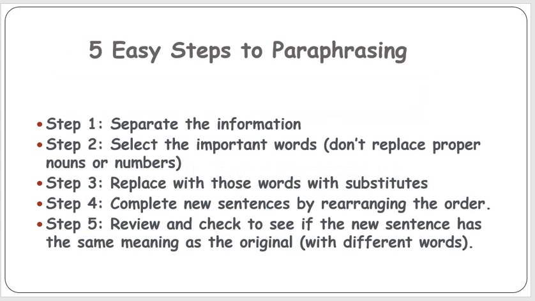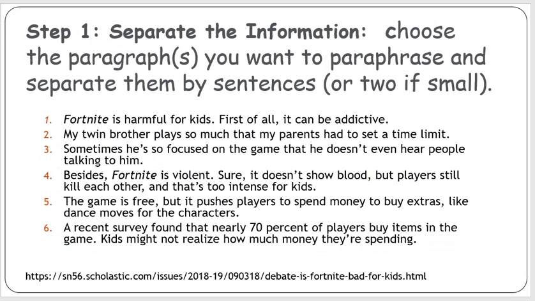There are 5 easy steps to paraphrasing. Step 1. Separate the information. Step 2. Select the important words, but don't replace proper nouns or numbers. Step 3. Replace those words with substitutes. Step 4. Complete new sentences by rearranging the order. Step 5. Review and check to see if the new sentence has the same meaning as the original, only with different words in a different order.